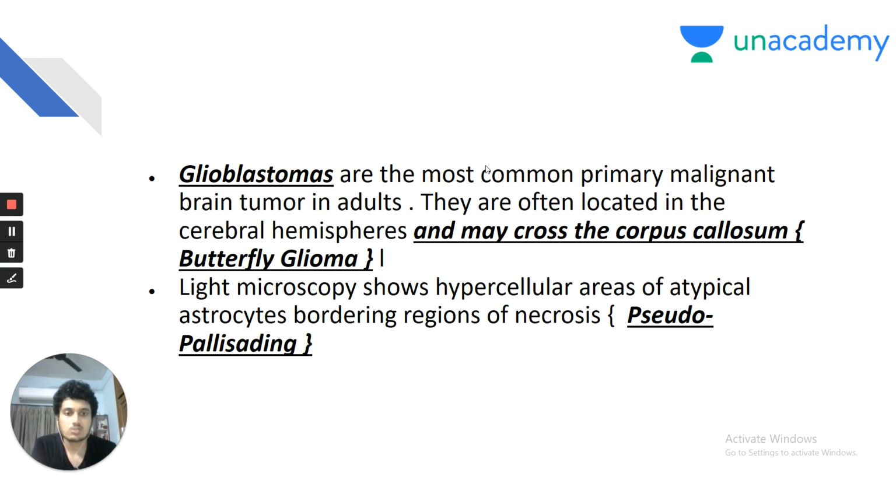Light microscopy shows hypercellular areas of atypical astrocytes bordering regions of necrosis. Again, my dear friends, this is not true palisading by epithelial cells. It is atypical astrocytes bordering areas of necrosis, so it is known as pseudopalisading. True palisading is seen in acoustic neuroma or schwannoma and classically craniopharyngioma. A child presenting with precocious puberty and suprasellar calcification is craniopharyngioma.